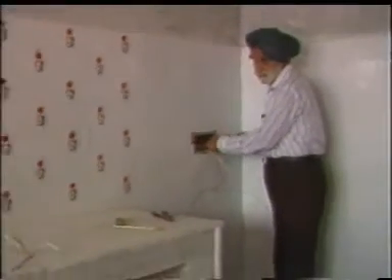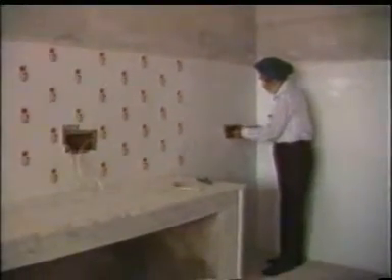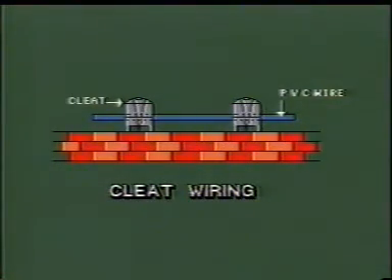Cables are pulled gently through the conduits with the help of GI wire. Cleated wiring is used only for temporary installations. The PVC cables are held to the walls and ceilings by means of porcelain cleats. This system is scarcely used these days.